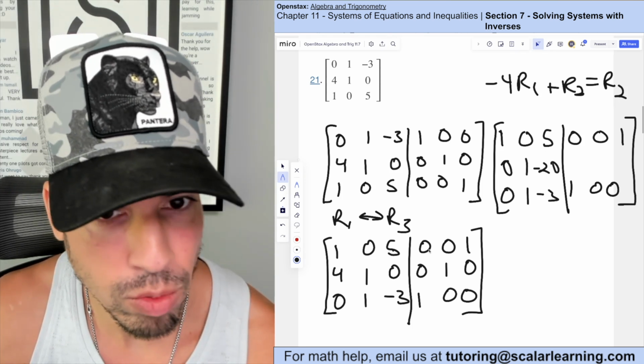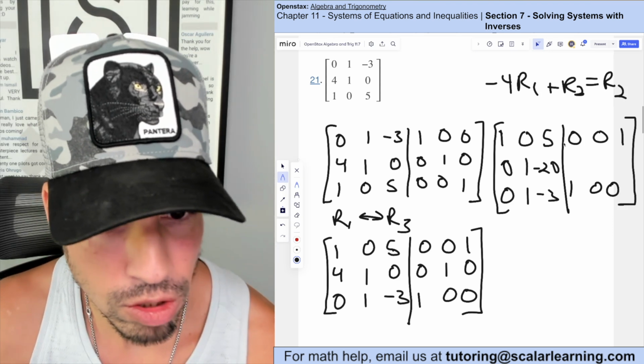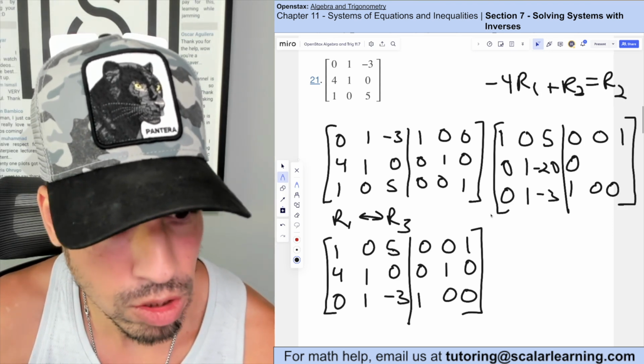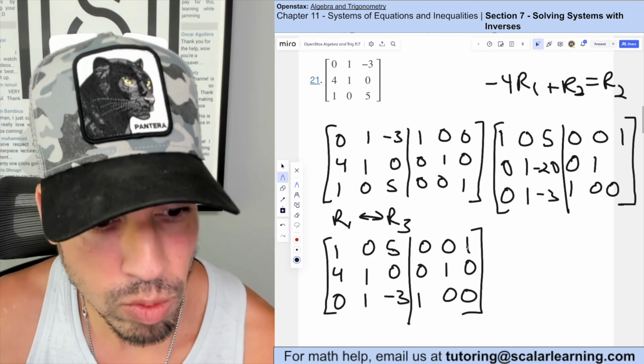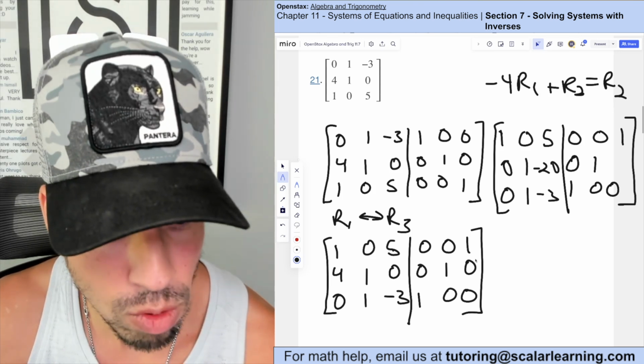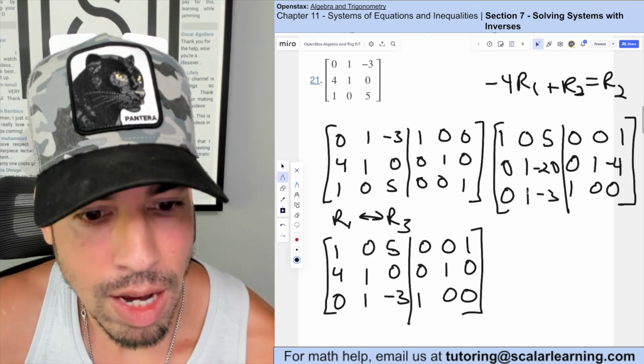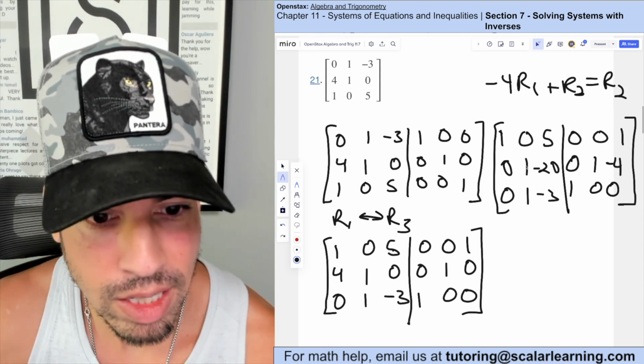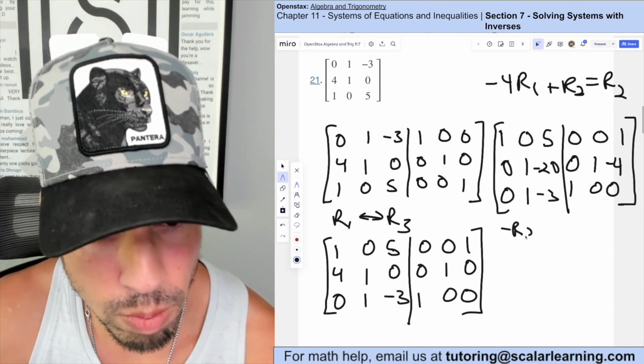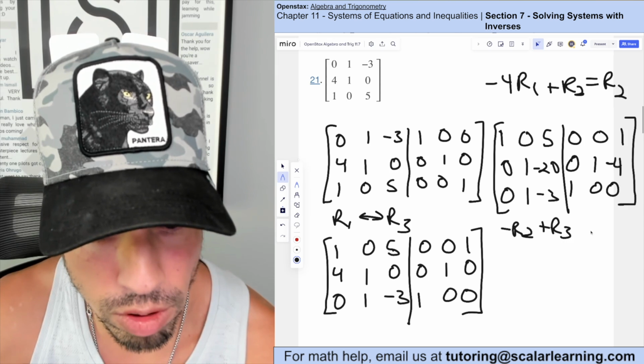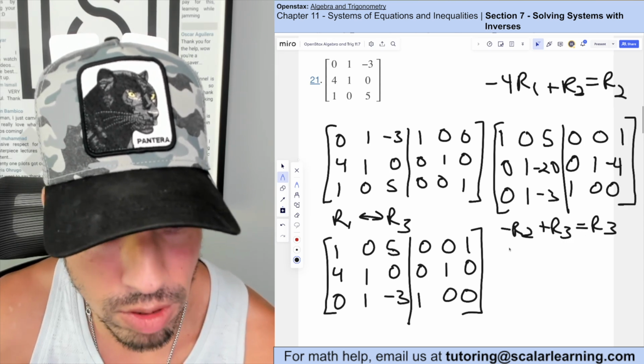And then we got to do it here as well, right? Negative 4 times 0 is 0 plus 0 is 0. Times 0 is 0 plus 1 is 1. And then times 1 is negative 4 plus 0 is negative 4. Boom. Now I'd love to zero this one out. That's pretty easy. I'm going to multiply row 2 by a negative and add it to row 3 to get a new row 3. Let's see if we can squeeze it in here.